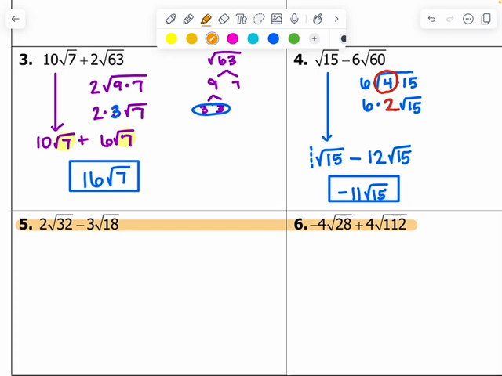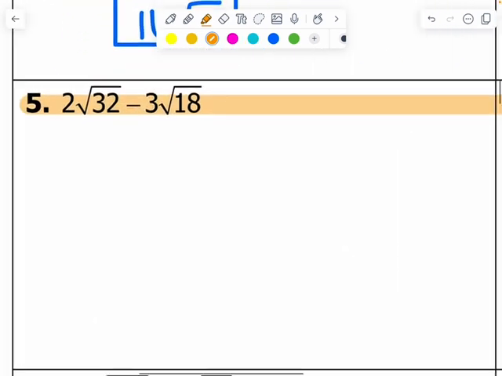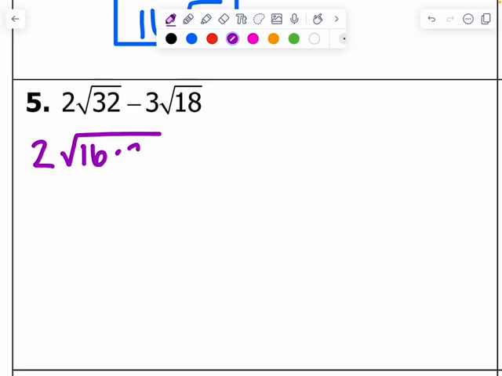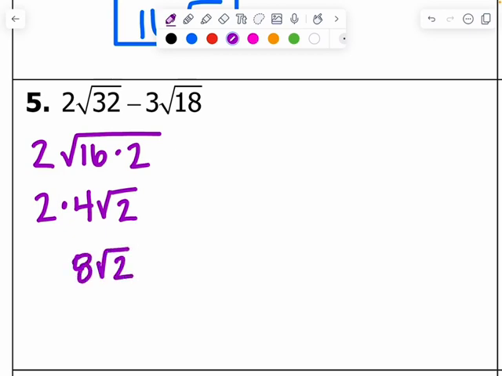Okay, how did it go? In number 5, you need to reduce both of the radicals. So you need to take the square root of 32 and reduce it because 32 is 16 times 2. The square root of 16 is 4. So 2 square root 32 is really 8 square root 2.